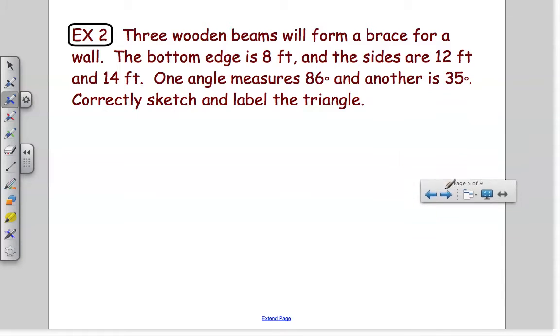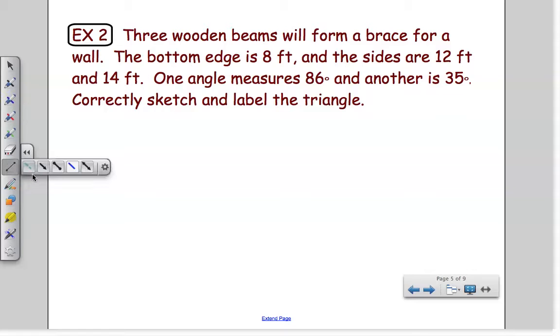You should also be able to do your own sketch and label correctly, because now that we know that the largest angle would be opposite the longest side, we should be able to sketch and correctly put in lengths and angle measures in a triangle. So here I see that 3 wooden beams will form a brace for a wall. I'm assuming we got a triangle here. The bottom edge is 8 feet. The sides are 12 feet and 14 feet. Actually, I should be able to make that triangle now. I know all 3 lengths.